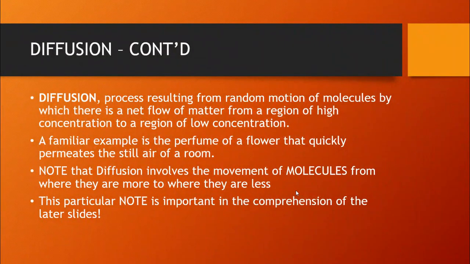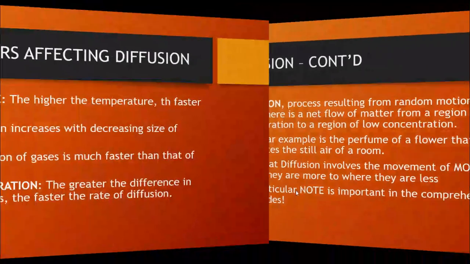So diffusion is a process resulting from random motion of molecules by which there is a net flow of matter from a region of higher concentration to a region of low concentration. A familiar example is the perfume of a flower that quickly permeates the still air of a room. Note that diffusion involves movement of molecules from where they are more to where they are less. This is important in the comprehension of what the data shows. Knowing that it is the movement of molecules from a region where they are more to a region where they are less, you're going to get a lot of scores from that.